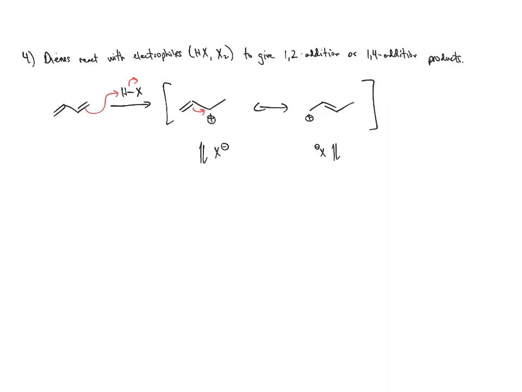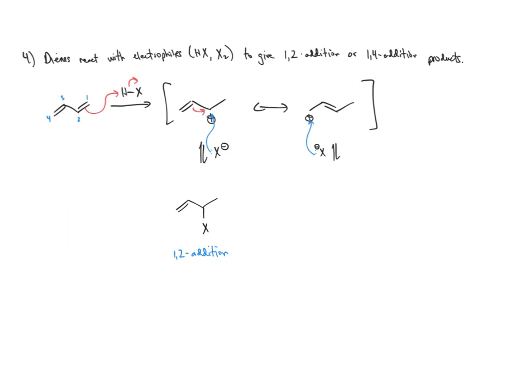And let me actually use a blue arrow here. And so in the case of this one, in which we're getting the X addition at that position, we call this the 1,2 addition product. Because if we're saying that this is carbons 1, 2, 3, and 4, the HX is adding across the 1, 2 positions.